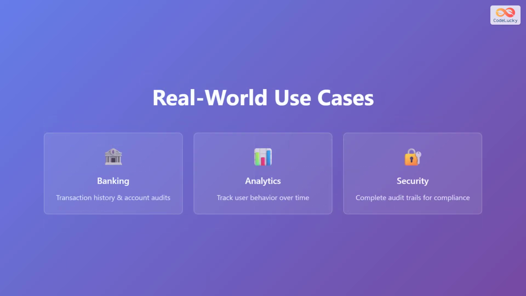Where should you use event sourcing? In banking systems for complete transaction history and account audits. In analytics platforms to track user behavior over time. In security systems for complete audit trails needed for compliance. Anywhere you need a detailed history of what happened and when.